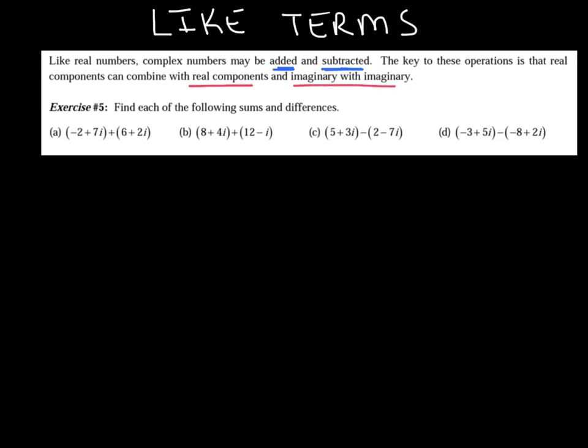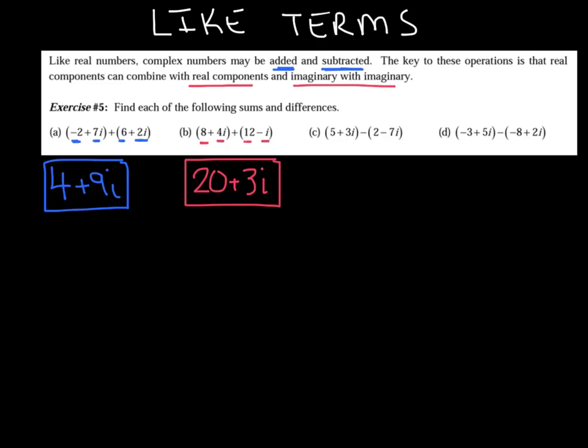So when I look at the first example here, -2 and 6 are my reals, and if I combine those I'll get 4. And then 7i and 2i are my imaginaries, and if I combine those I'll get 9i, and you're done. That's all there is to it. The second one, part B, combine your reals with your reals and you'll get 20. Combine your imaginary with your imaginary and you'll get positive 3i. And boom, you are done. Just make sure that you notice that that second one was a -1i.